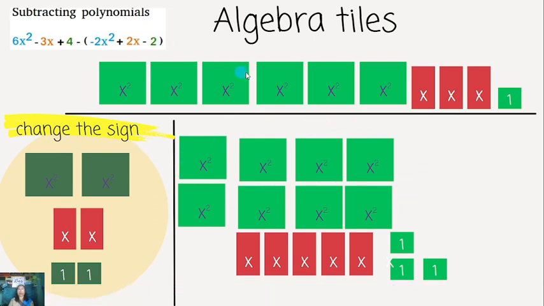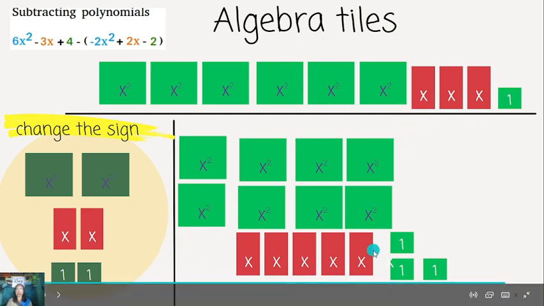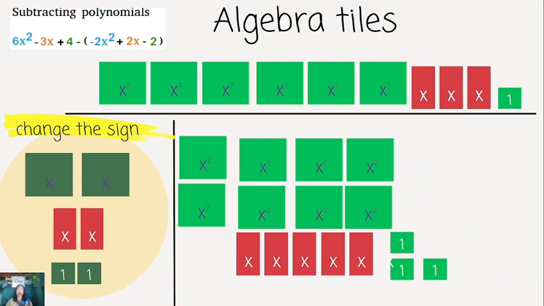So here is the result. 6 plus 2 is 8. Then 3 here and 2 there becomes negative 5x, negative because it is a different color. Then 2 and 1 makes 3. So the final answer will be 8x squared minus 5x plus 3. That will be your final answer. It is a bit harder with tiles when you still have to draw, but the actual tiles are nice. I hope you can create your own algebra tiles.